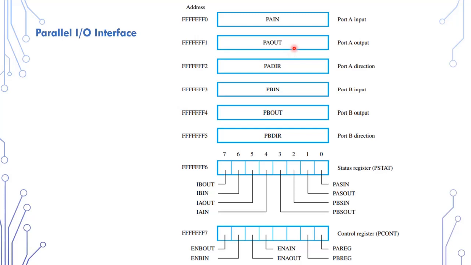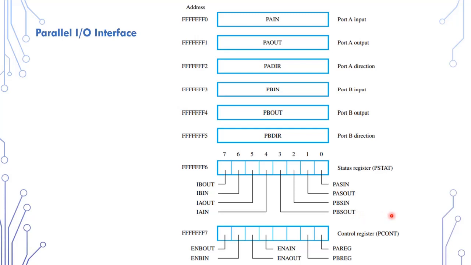The interface uses a separate control line to signal the availability of new data to the connected device. The PAS out flag is cleared to 0 when the processor writes the data into PA out. The flags used here, PBS in and PBS out, perform the same function for port B.